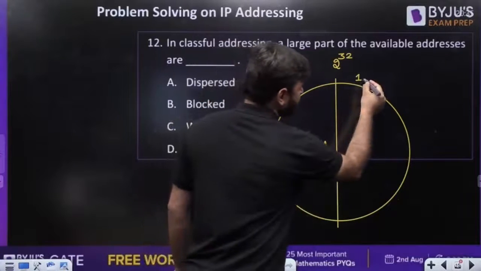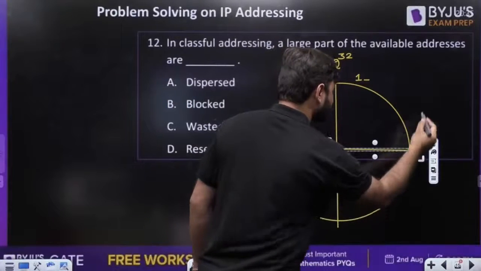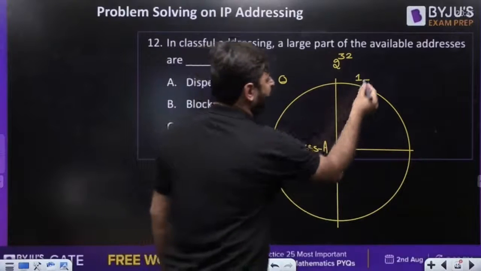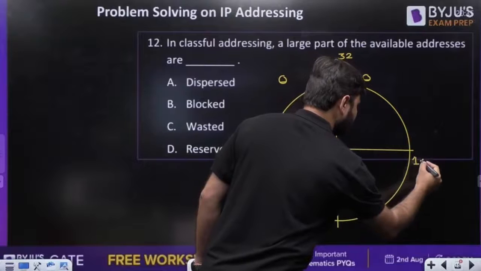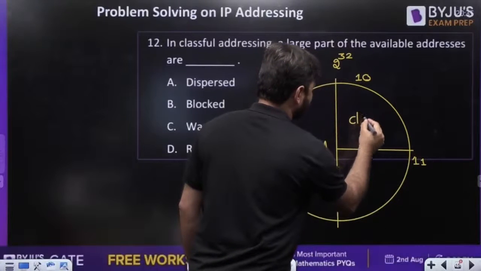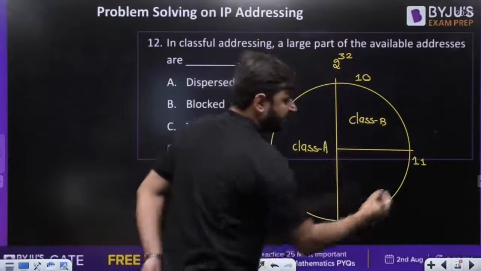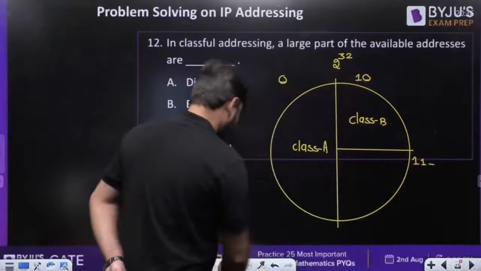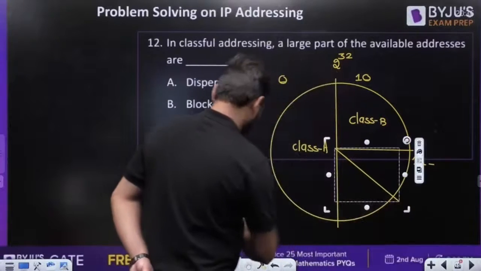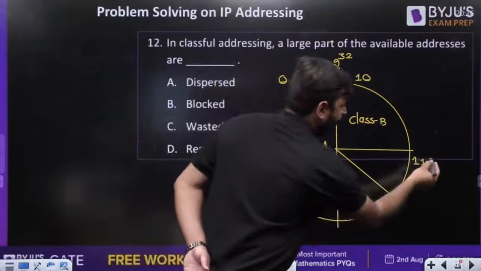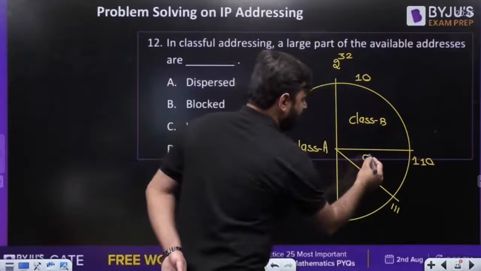Again, this is the space. If I choose 1 bit here, again this will be divided into 2 parts. In this part we can write 0, in this part we can write 1. This space we have reserved for class B. Now again, if I choose 1 bit here, this space will be divided into 2 parts, 0 and 1. And this I have fixed for class C.